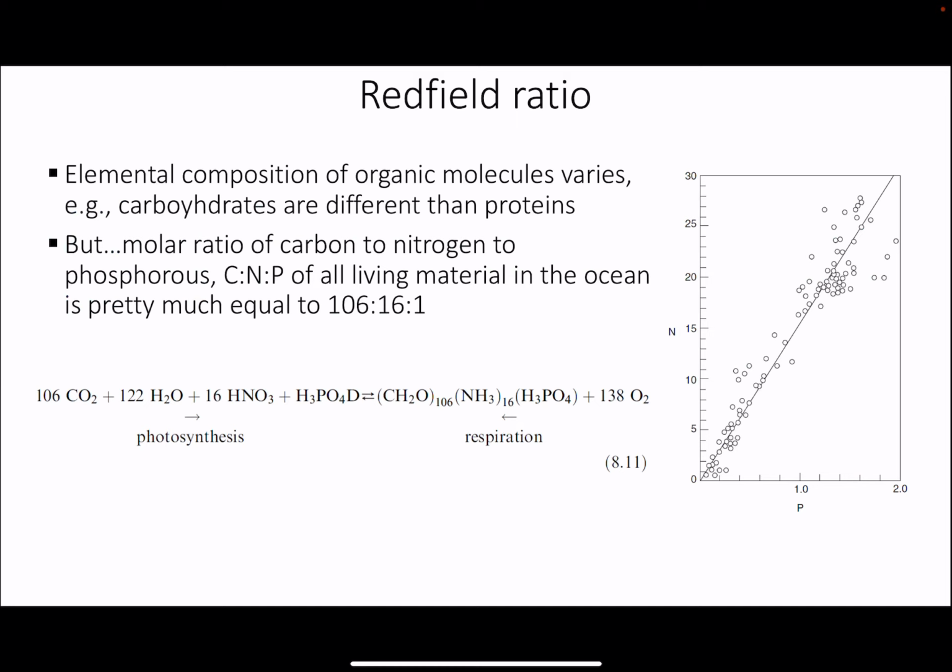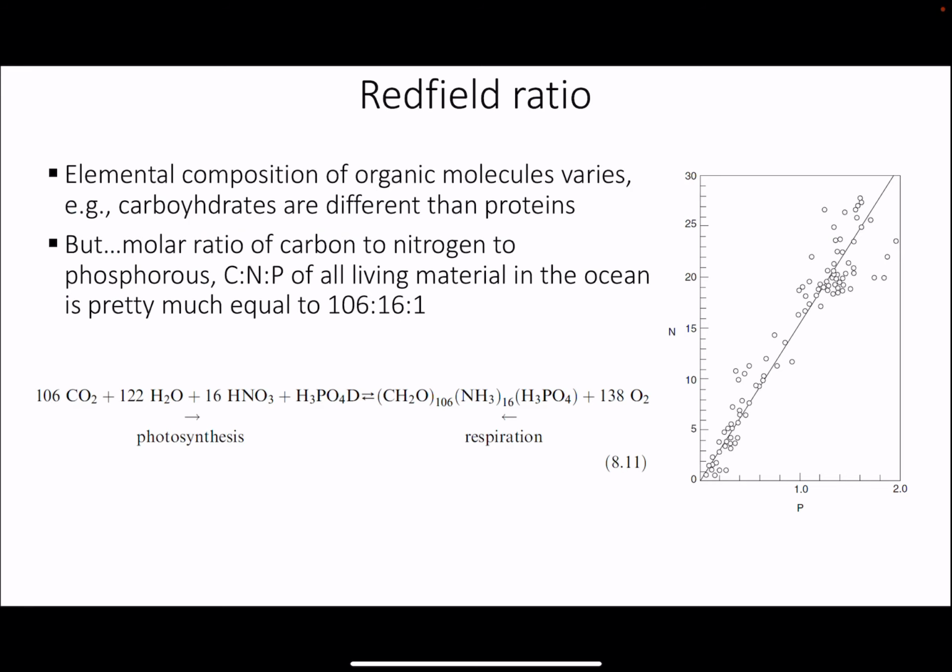So the elemental composition of different organic molecules varies quite a bit, right? If you look at the amount of carbon and nitrogen and phosphorus in carbohydrates, it's very different than in proteins. But if you sum up across all of the different kinds of molecules in organisms, for living material in the ocean, the molar ratio of carbon to nitrogen to phosphorus is pretty consistent regardless of where you are. And that's what this number right here is, the Redfield ratio, 106 to 16 to 1.